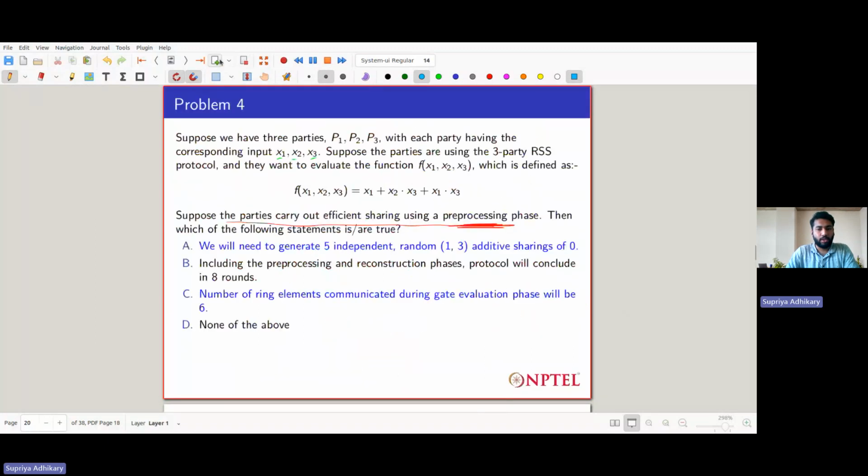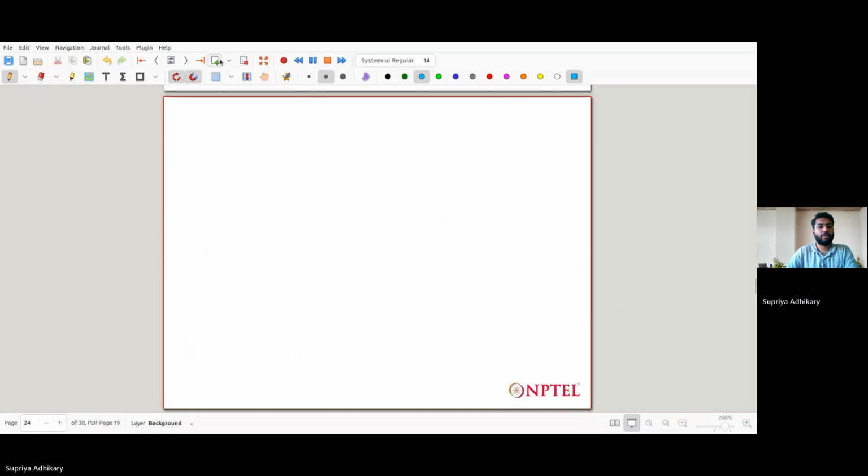Now we need the sharing stage. After pre-processing, how is the sharing done? There are again 3 participants, P1, P2, P3. Now suppose P1 is our dealer who holds the secret S, and they also have the pre-processed data alpha 1, alpha 2, alpha 3.